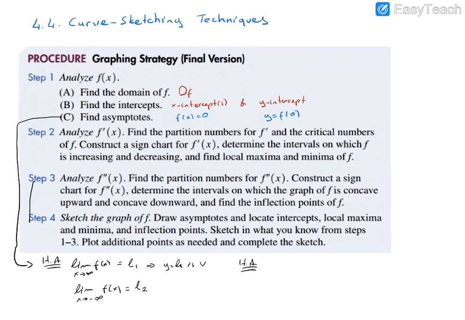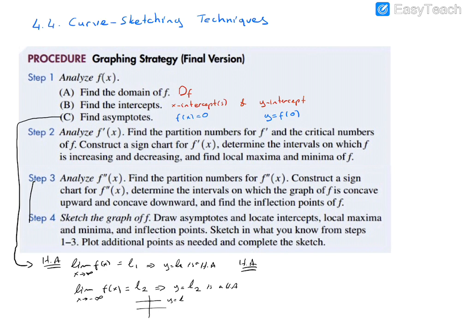It is a horizontal asymptote because this gives us information about the behavior of the graph of the function from the rightmost side and the leftmost side. The second one says y equals L2 is a horizontal asymptote. In the graph you can observe the graph of y equals L, or y equals A. So this is a horizontal line.